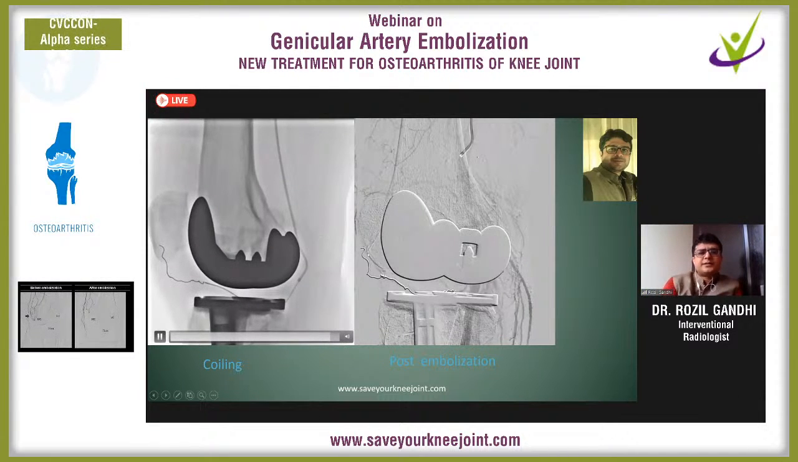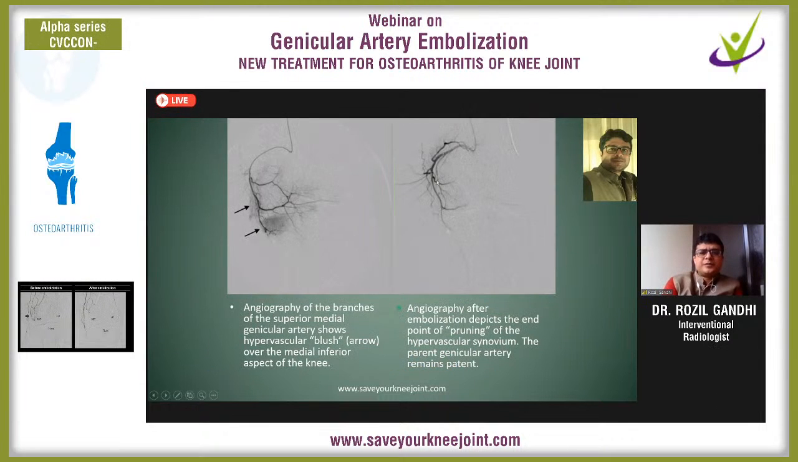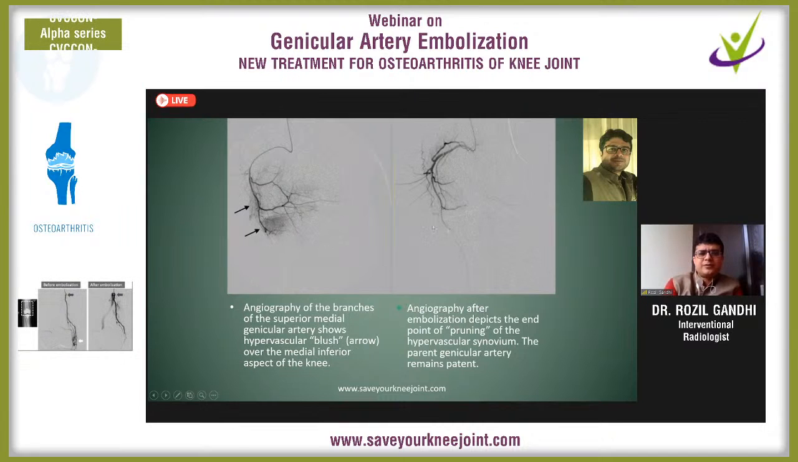Another case, as I told you, we keep the main trunk patent but embolize the blush. The blush is seen at the black arrow. The right image doesn't show the blush, just the patent trunk of the main vessel.